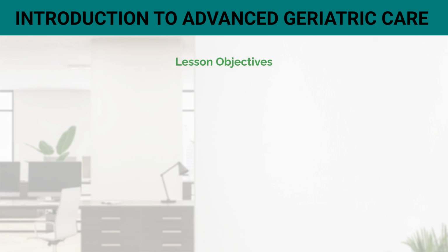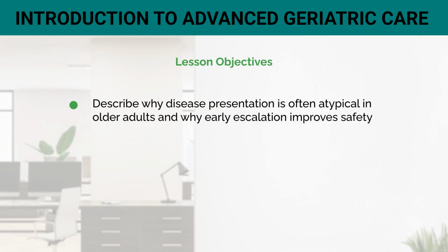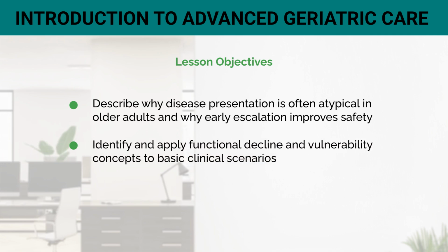By the end of this session, you should be able to: 1. Describe why disease presentation is often atypical in older adults and why early escalation improves safety. 2. Identify and apply functional decline and vulnerability concepts to basic clinical scenarios.